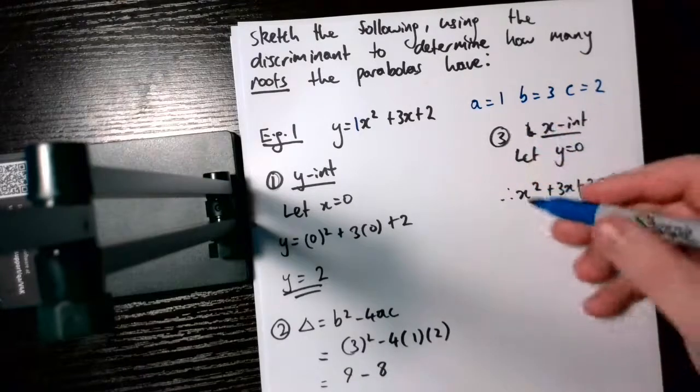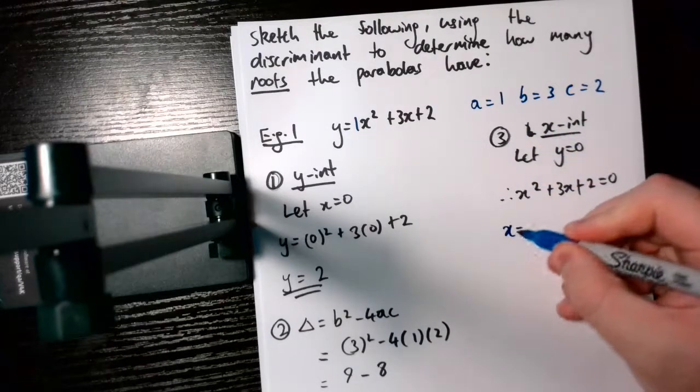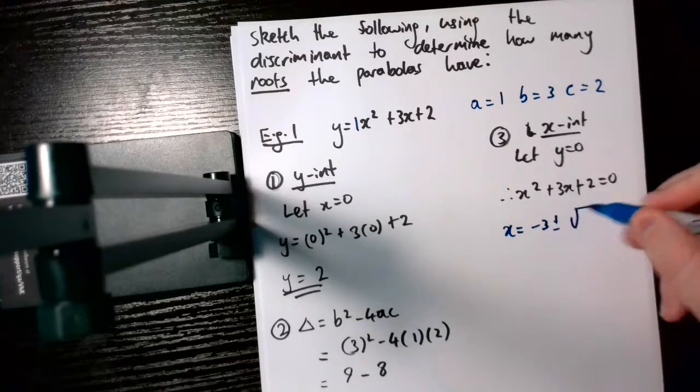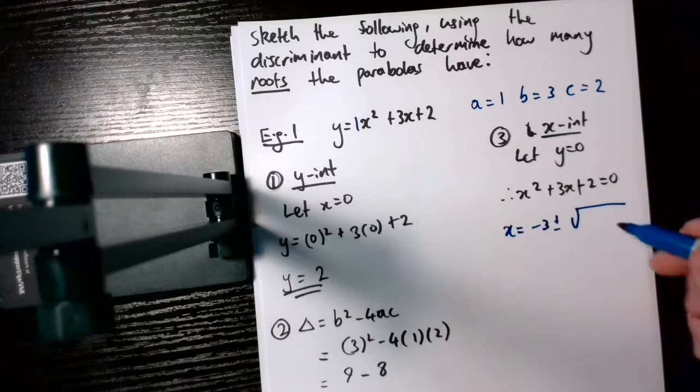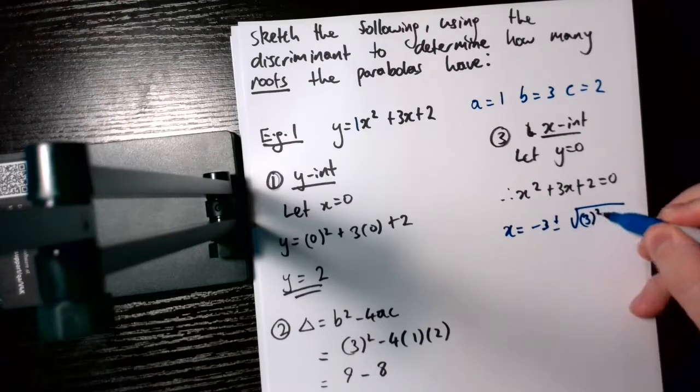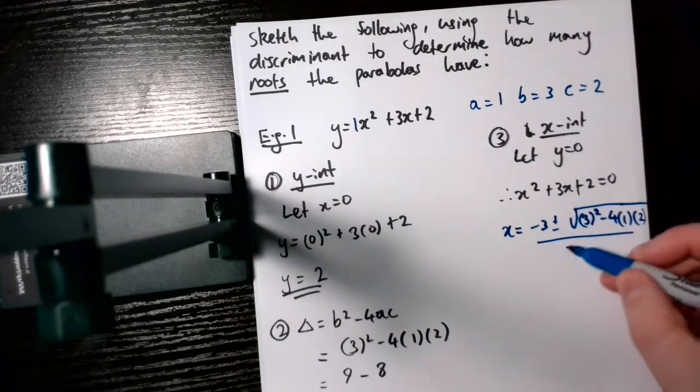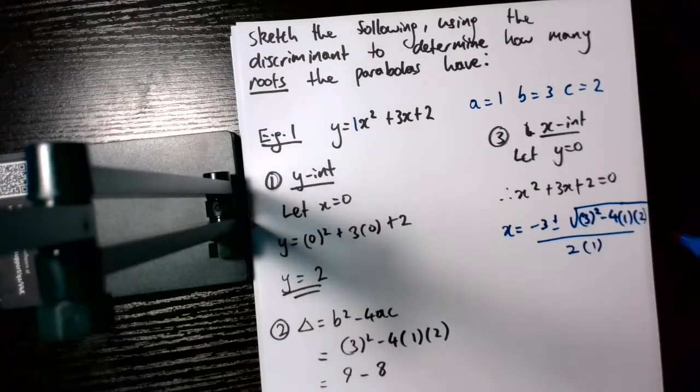So when we do this, to put this into the quadratic formula, x equals negative b, which is minus 3, plus or minus the square root of b squared minus 4ac. So this is 3 squared minus 4 times a, which is 1, times c. Make sure you put the square root right across, all over 2a, 2 times 1.